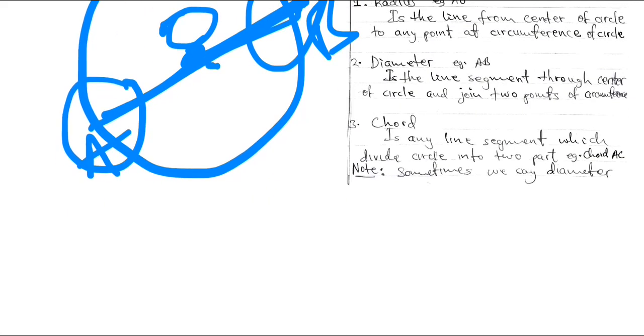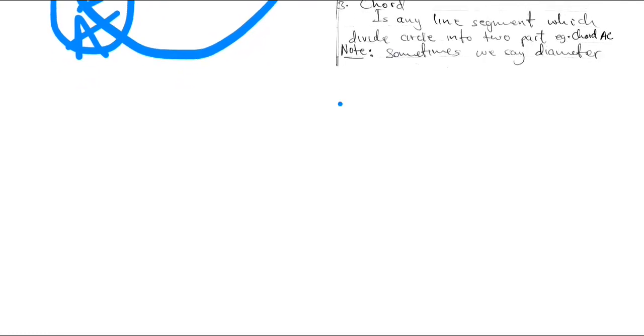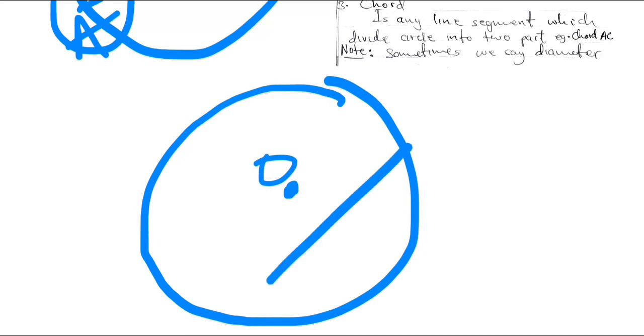Another terminology is a chord. So what is a chord? Assume this is your cycle. A chord is any line segment which divides the cycle into 2 parts. For instance, this is a cycle with a center O. Then any line segment which divides this cycle into 2 parts is what we call the chord. So this is our cycle. If there is a certain line segment which divides this cycle into 2 parts, that line is what we call the chord. Let's say this one.